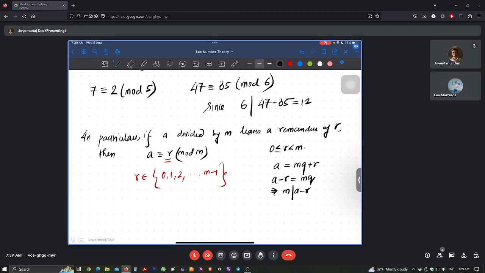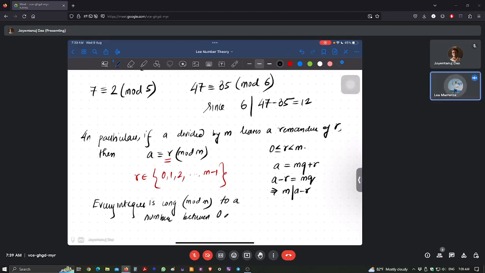So from this argument, what I get is that every integer is congruent modulo M to some number between 0 and M minus 1, right? So when I do mod M, it is congruent to any one of these numbers: 0, 1 up to M minus 1.